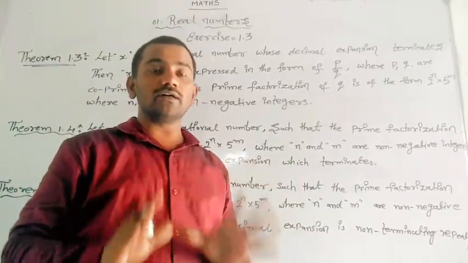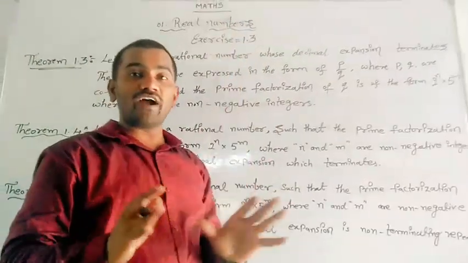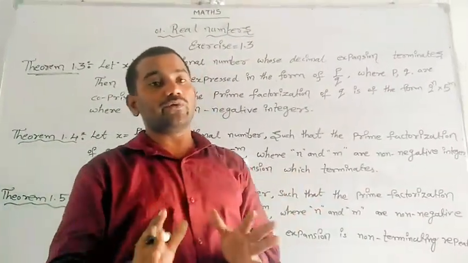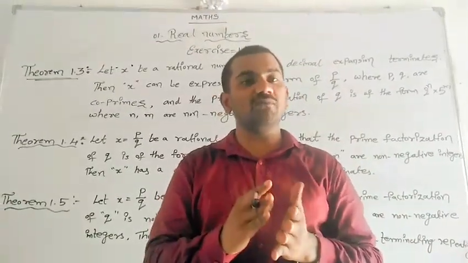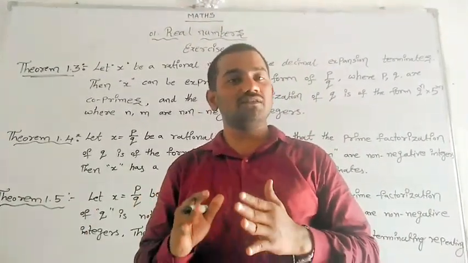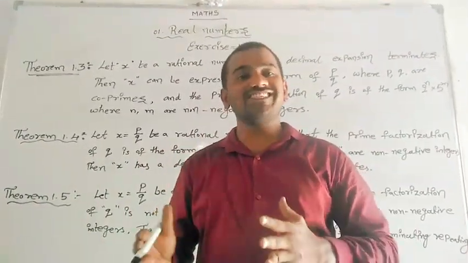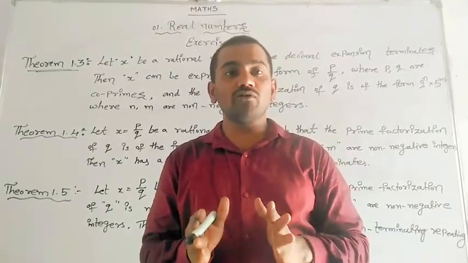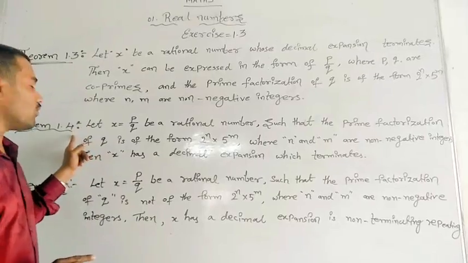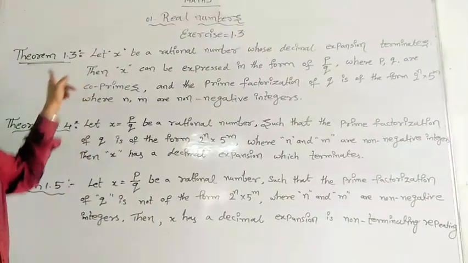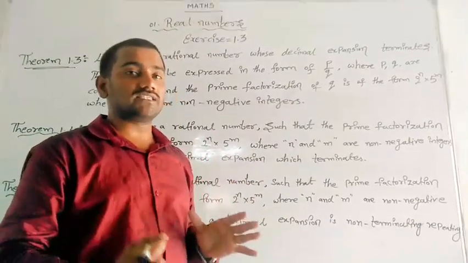So today we are going to learn about the real numbers chapter, exercise number 1.3, which is related to terminating decimal numbers and non-terminating decimal numbers, rational numbers or irrational numbers, and real numbers. To understand this exercise clearly, we must know about these three theorems: theorem number 1.3, theorem number 1.4, theorem number 1.5. What these theorems tell us, let us see clearly.